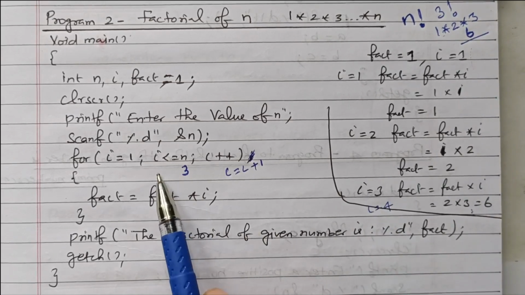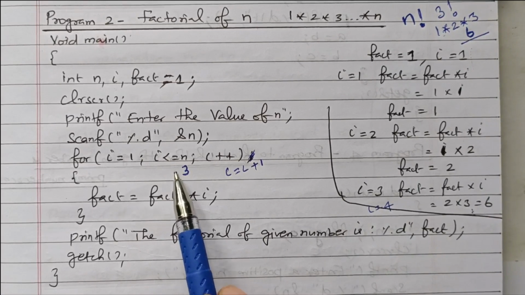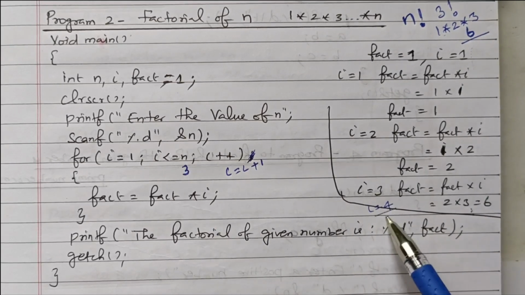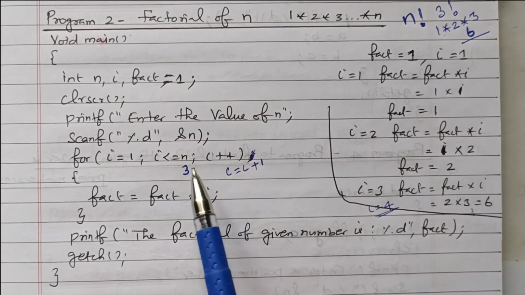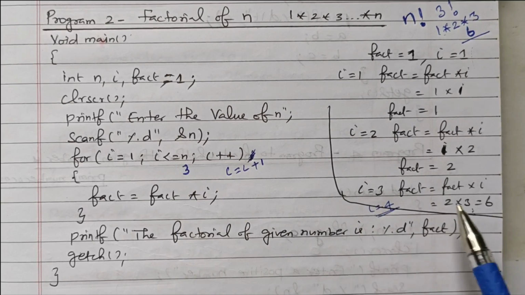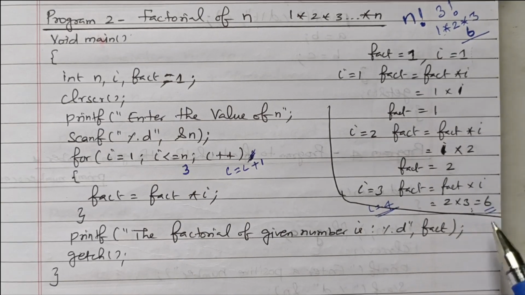But this condition is not satisfied. 4 less than or equal to 3? We will go up to only 3. For the value of I equal to 4, the condition is not satisfied. So the loop is closed, terminated. Right? So the value we got is 6.